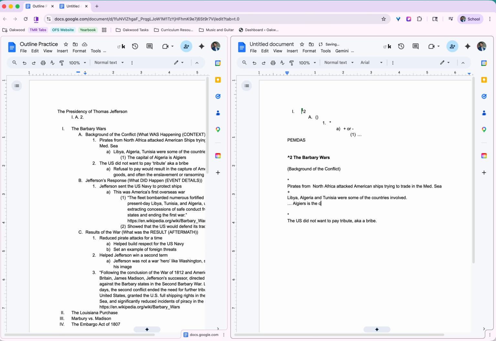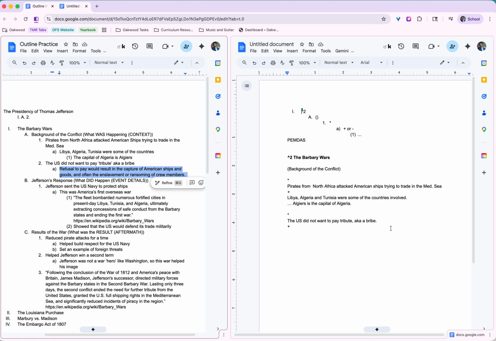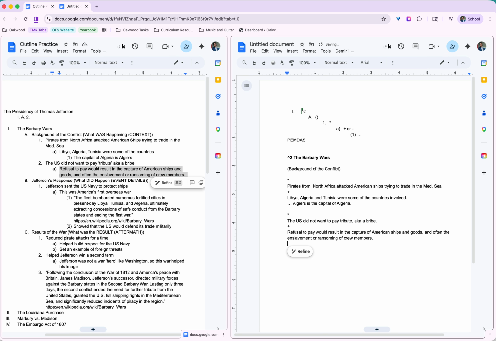Algiers is the capital of Algeria. Cool. So there's our formula for that little paragraph. And then we come down here and we're going to add our next line right here, which is refusal to pay. So we're going to add this guy right here. Cool. Sweet. So this is good so far. We've turned this into a math equation.